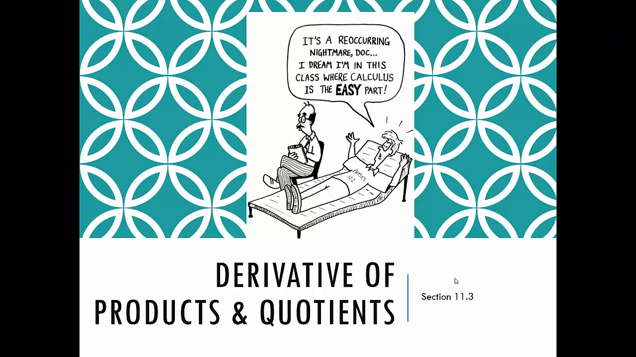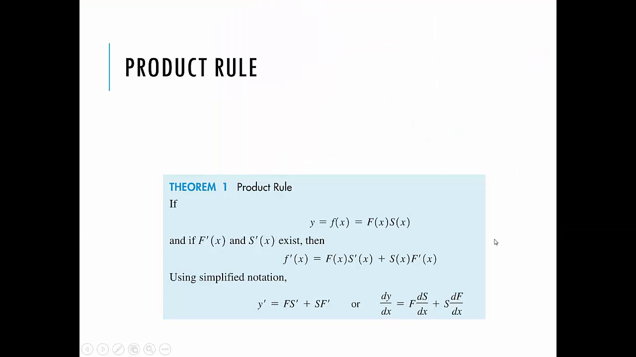Let's look at how we find derivatives of products and quotients. So the product rule: if I have two functions being multiplied and I want to find the derivative, which makes a new function, I do this by leaving the first term alone times the derivative of the second term, plus the second term times the derivative of the first term.